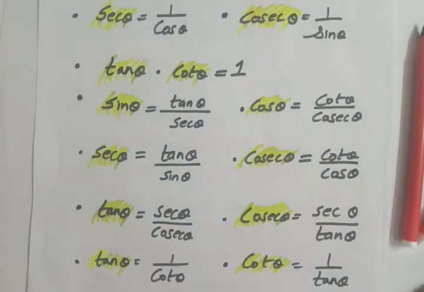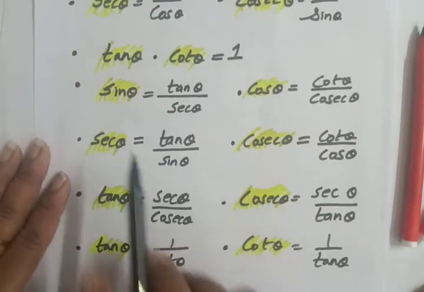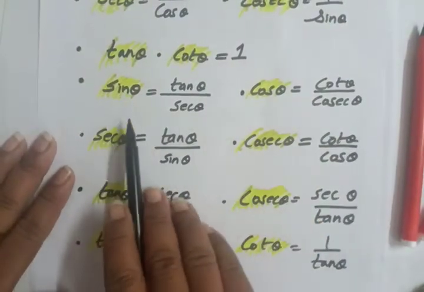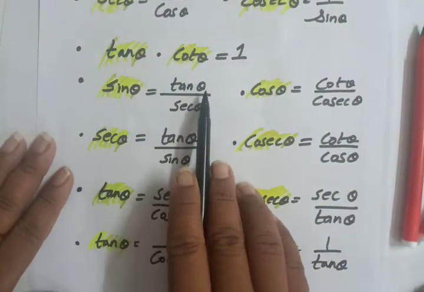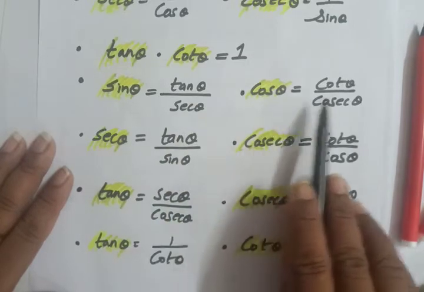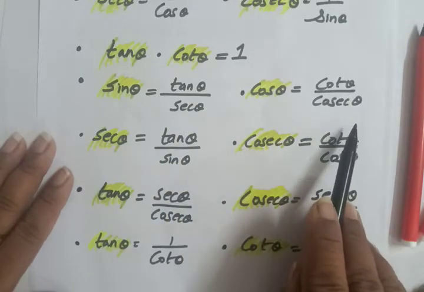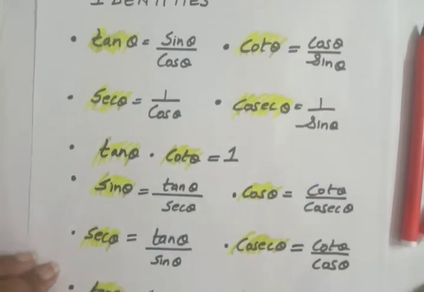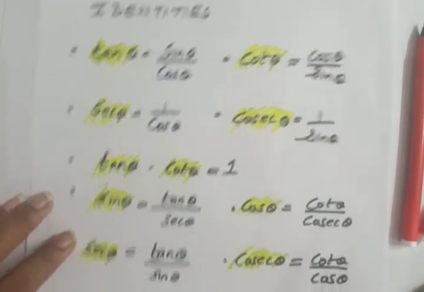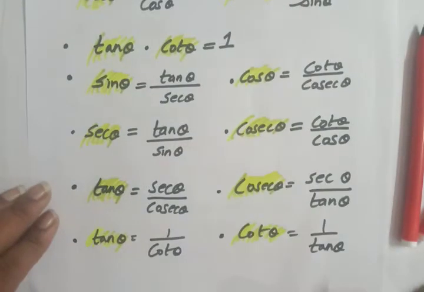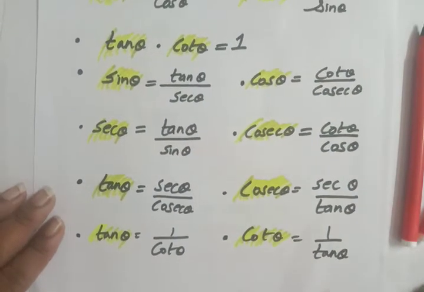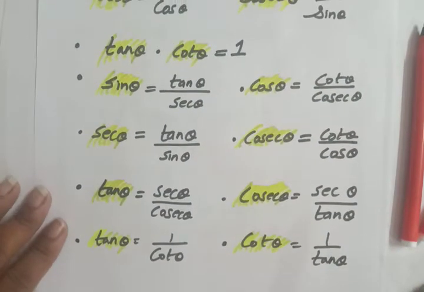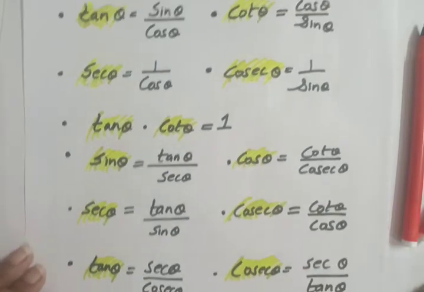These 6 are very, very important. Though these are also identities: sin theta is equal to tan theta upon sec theta, cos theta is equal to cot theta upon cosec theta. But you will write every identity in your notebook. I am showing these, you can pause the video and write.